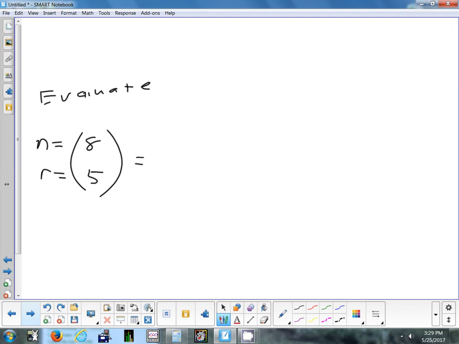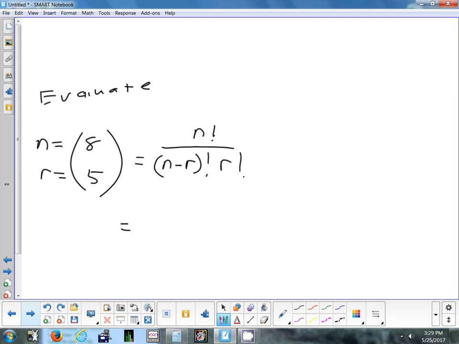Okay. Do you remember the formula, or do you remember something that was in the formula that we learned today? It was a new symbol. And I tried to get very excited when I said the symbol. Oh, the factorial. So it's n factorial over n minus r factorial, times r factorial. Thank you.